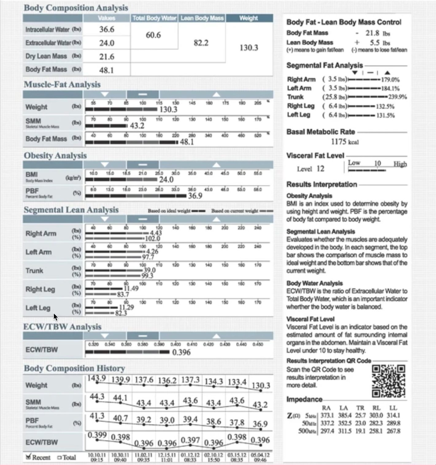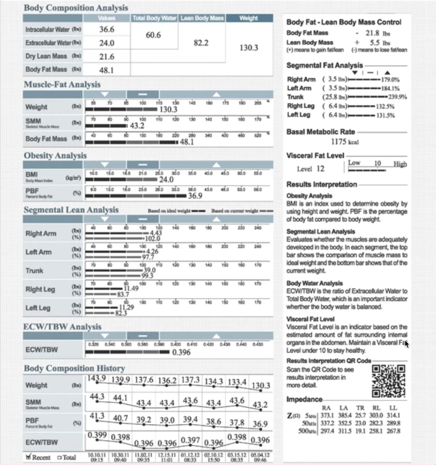Now let's look at the ECW TBW analysis. Your body is composed of intracellular and extracellular water. A healthy person's ECW and TBW ratio is expected to fall between 0.36 and 0.39. This can detect unusual shifts in fluid distribution or changes in the ECW-TBW ratio.